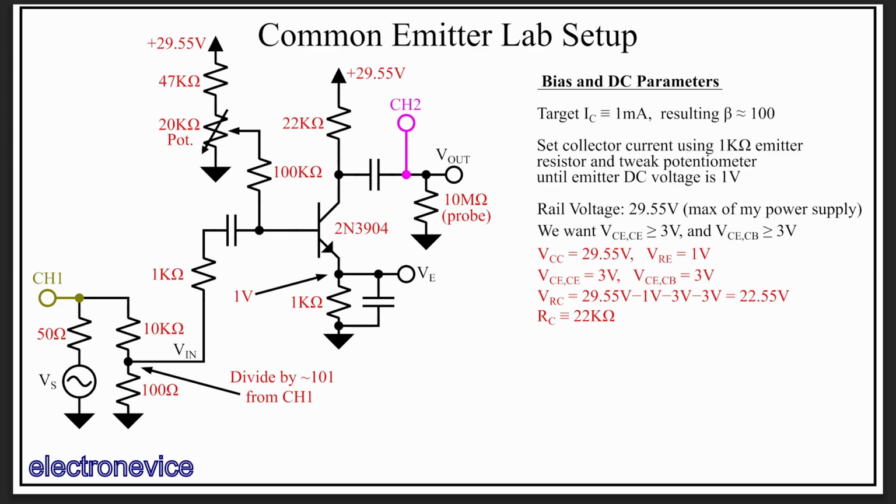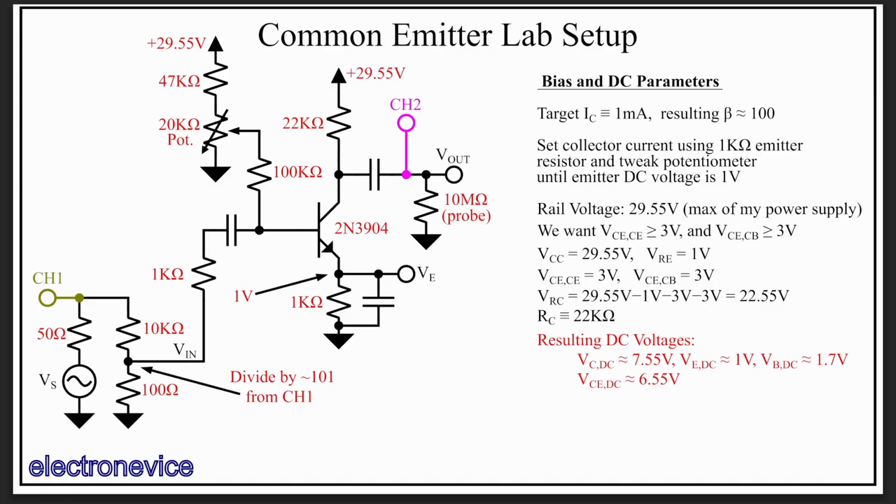Summarizing the DC voltages of note for this circuit, we have the collector voltage sitting at 7.55 volts DC, the emitter voltage at 1 volt, the base at around 1.7 volts, and the collector-emitter voltage therefore at 6.55 volts.